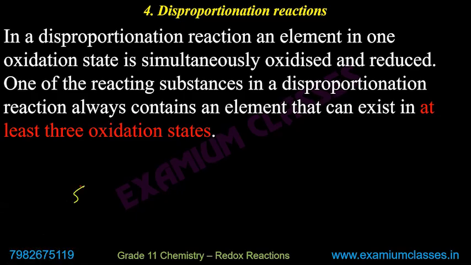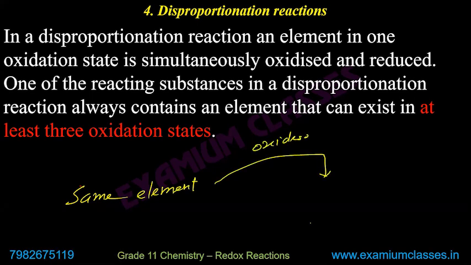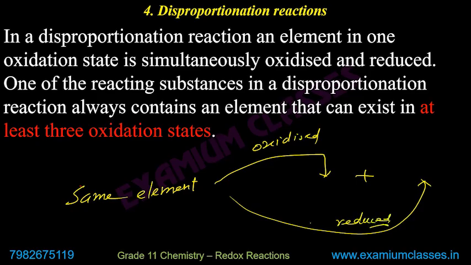so in the reactant, we have one element, and in one compound, it gets oxidized, and it produces another compound. So I'm keeping a plus in between intentionally. Here it is reduced. It means there must be at least two compounds. There should be basically two compounds on the product side which have the same element.